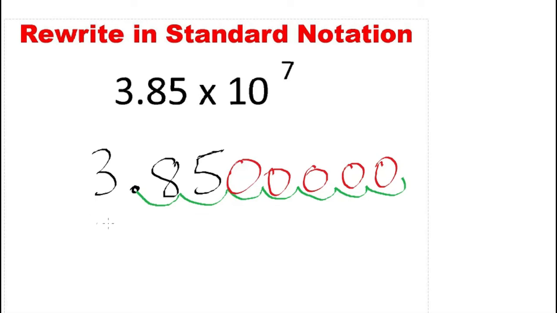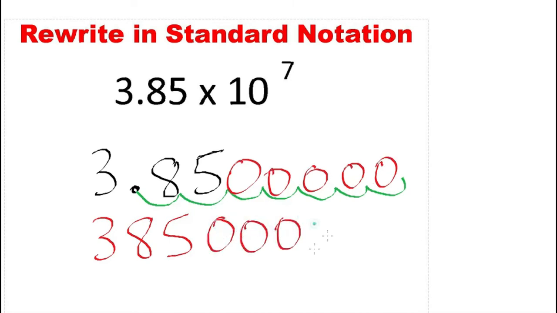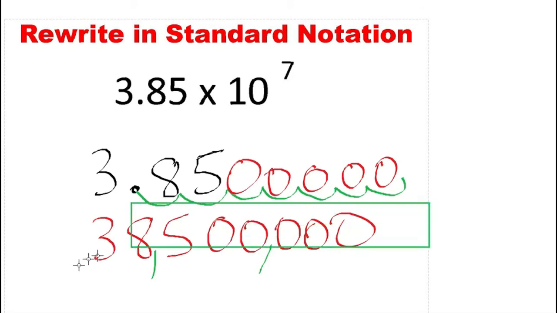And then all you need to do is rewrite your answer as 3, 8, 5. And it looks like we have 5 zeros here. 1, 2, 3, 4, 5. And we always go back 3 spaces and put a comma. So we go 1, 2, 3, comma. 1, 2, 3, comma. It looks like we have 38,500,000 as our final answer. And if you got that, give yourself a round of applause. Good job.